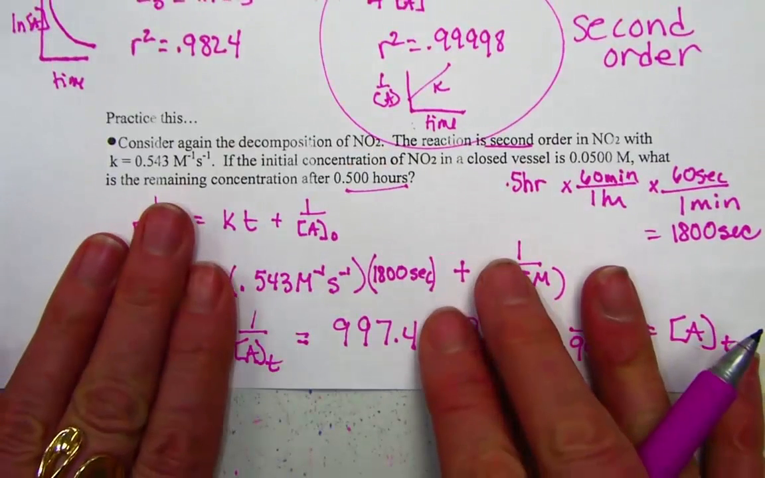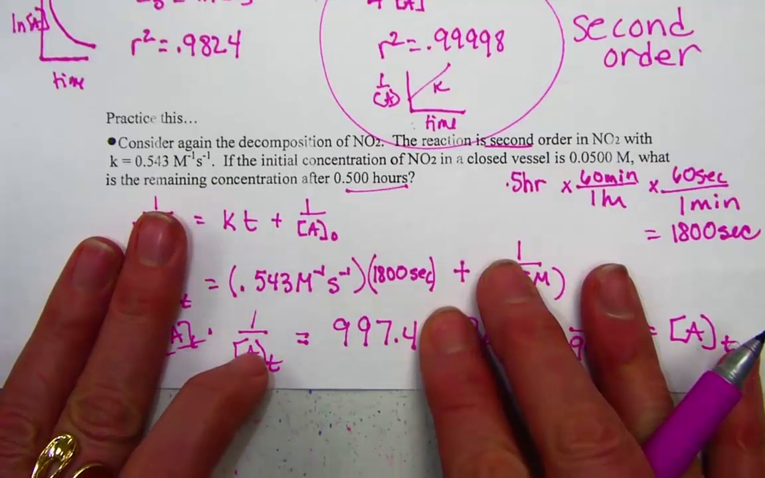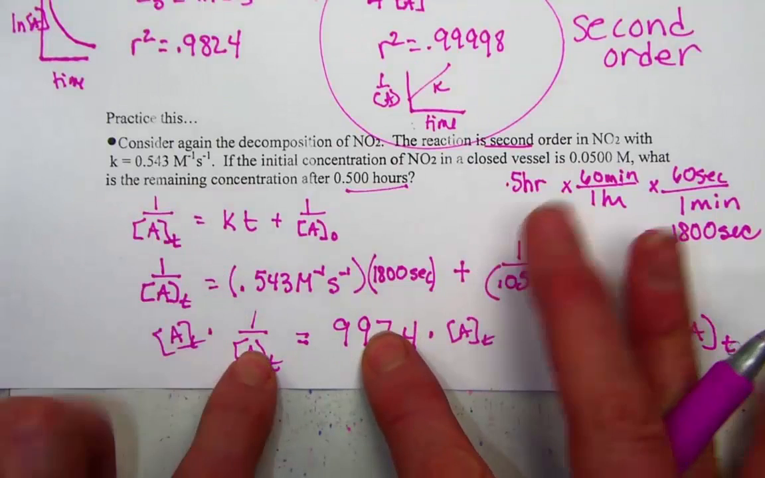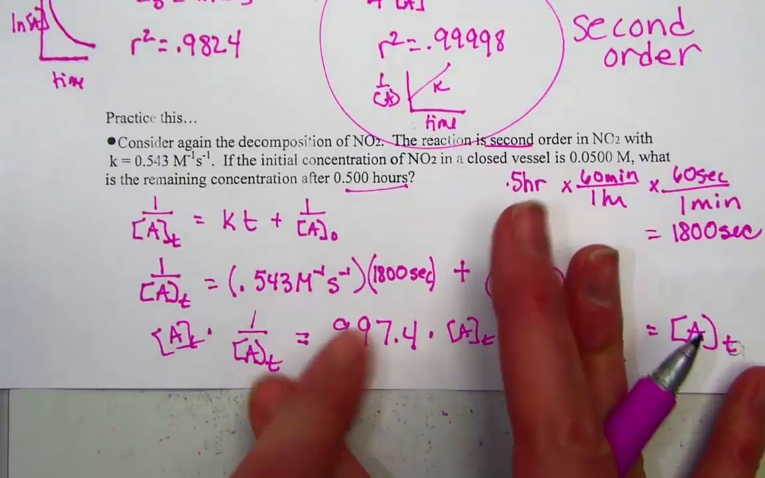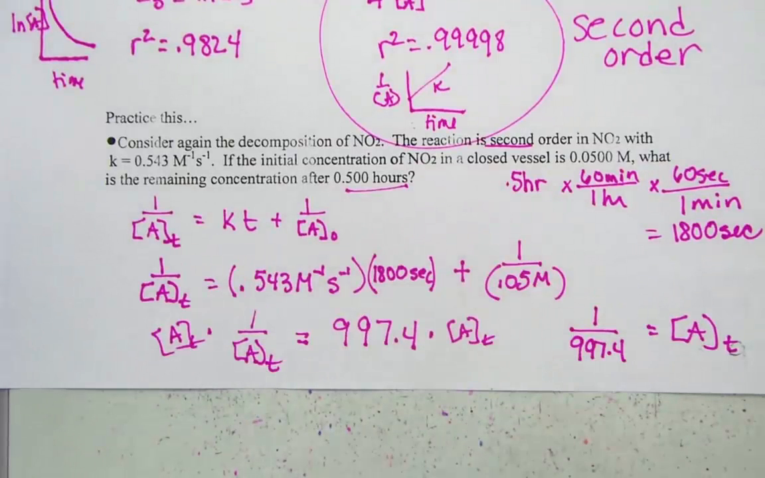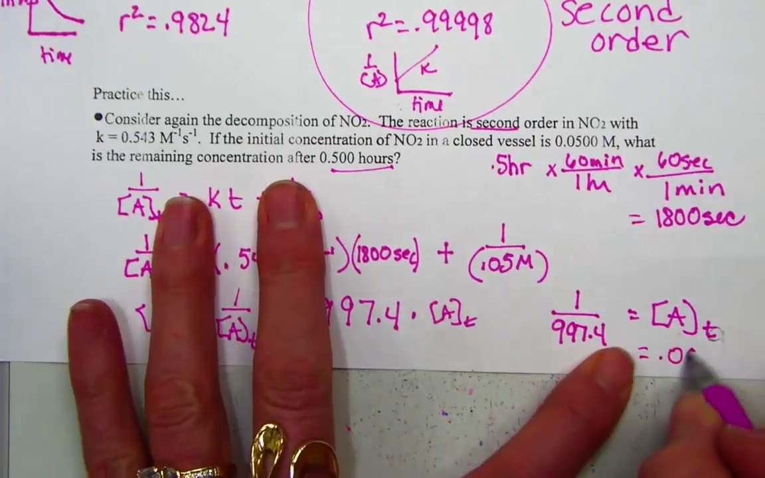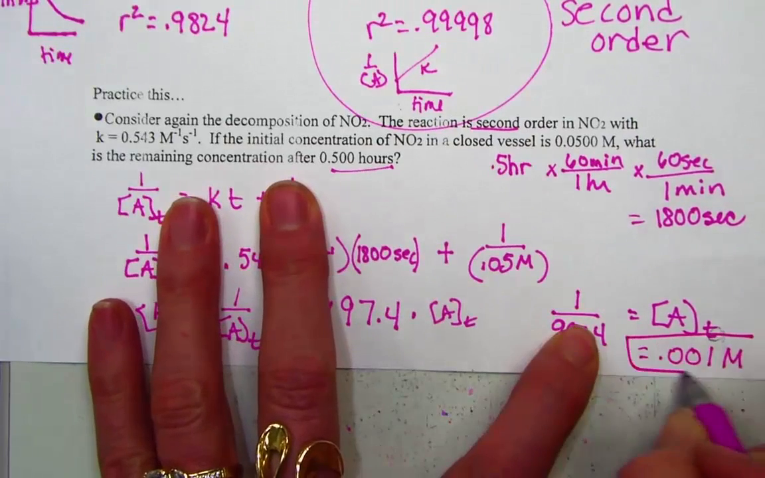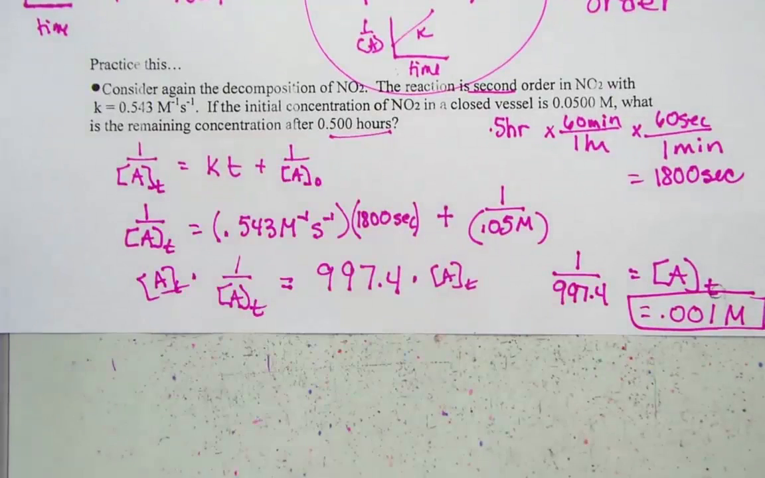Going back to this part, we're trying to solve here, knowing this value, in your head just flip those. That's what the algebra will show. 1 divided by the answer still on my screen. 1 divided by 997.4 gives me an answer of 0.001 molar, the remaining concentration after 1800 seconds.